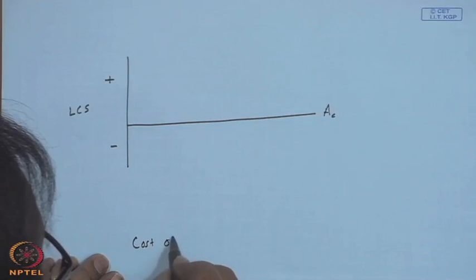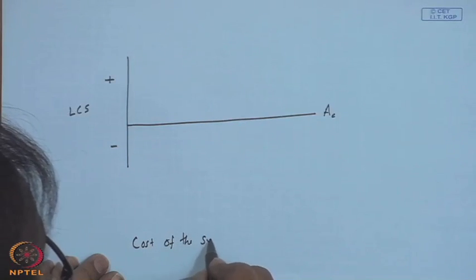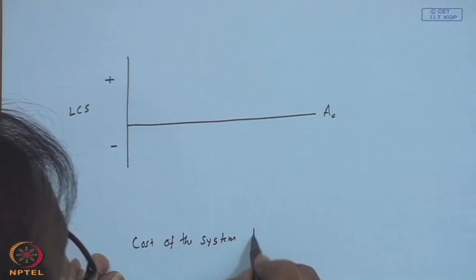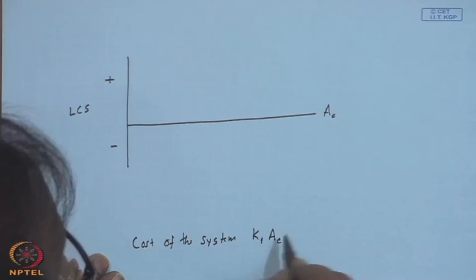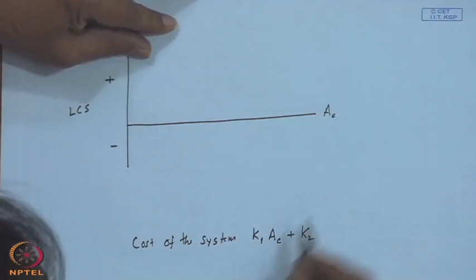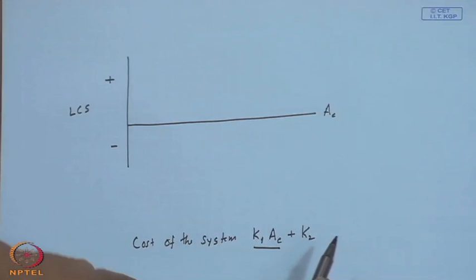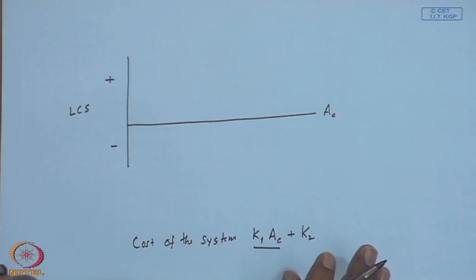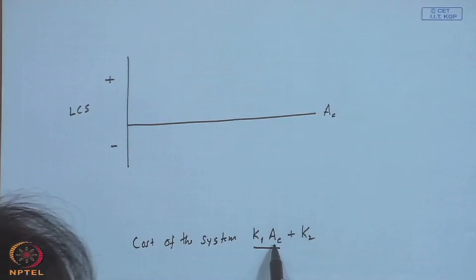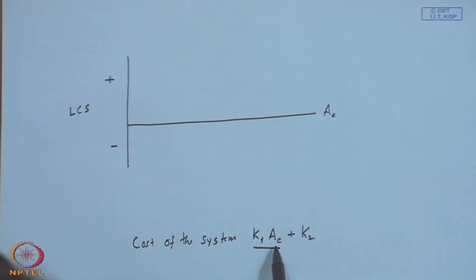We can always divide the total cost of the system into a constant k1 times the area of the collector plus k2. That means it is an area dependent cost. If you increase the area, the cost will linearly increase. So, a portion of the piping, a portion of the platform preparation, everything can be associated with each square meter of area.